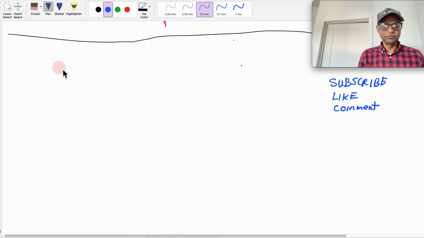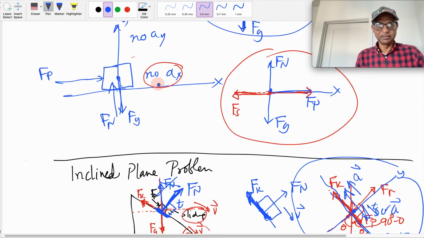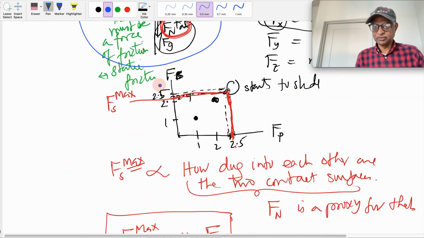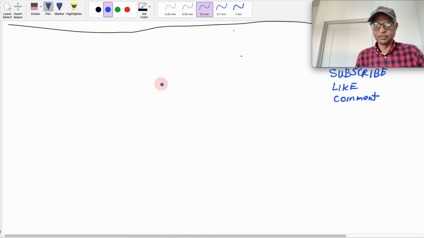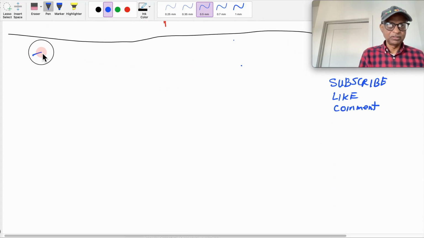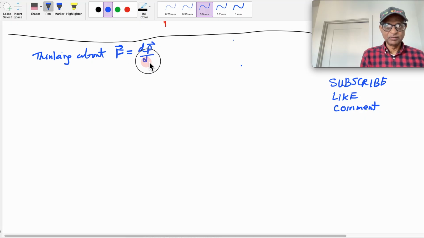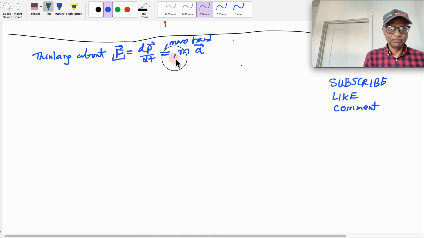So we're building on what we did in the last session. We talked about thinking about dynamics, which is F equals either dp/dt, or with mass fixed, mass times acceleration. But today we're going to just have that. This will be in the future.